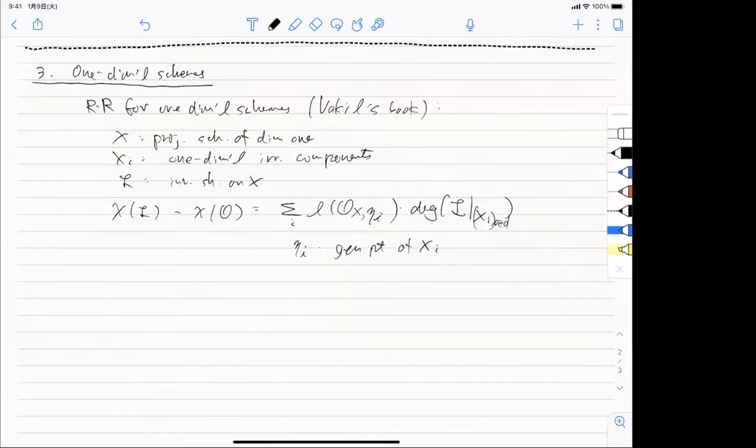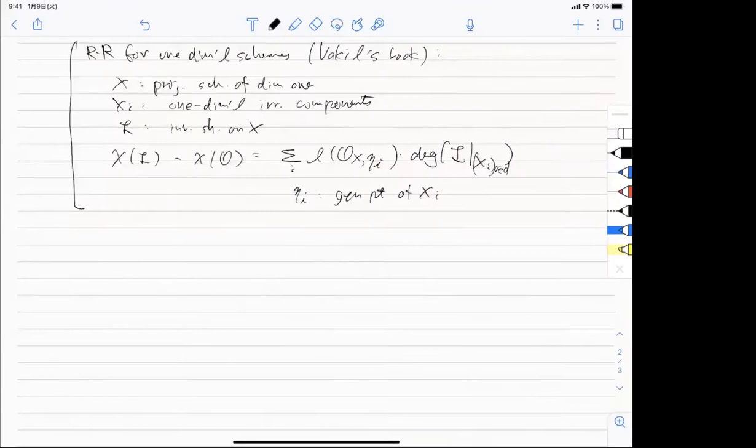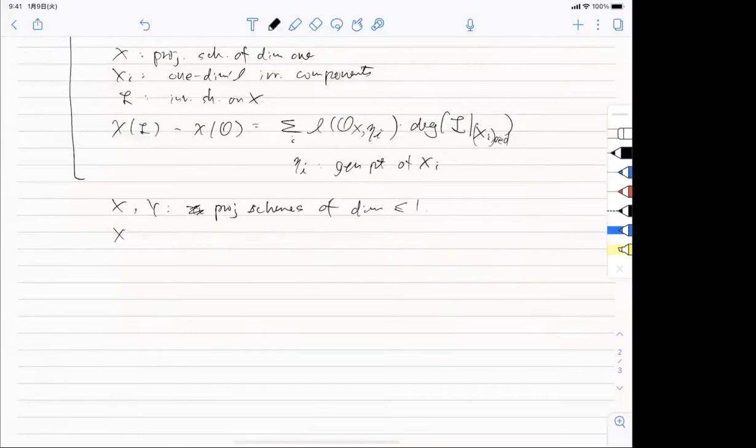Okay, and we use this to bound the possibilities for Hilbert polynomials of a potential isomorphism between given one-dimensional projective schemes. So suppose X and Y are two projective schemes of dimension at most one, and X_i and Y_j are the one-dimensional irreducible components of X and Y respectively.